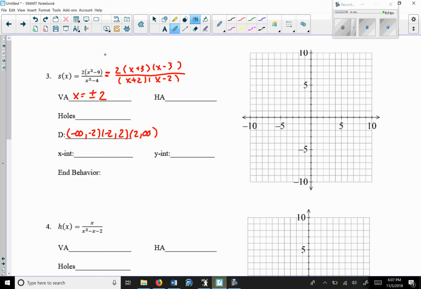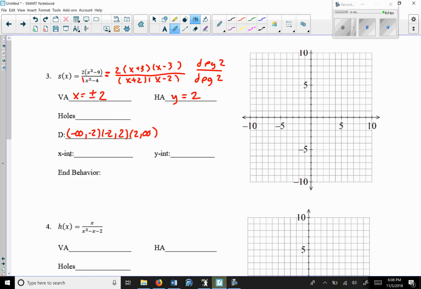The degree of my numerator is a degree of 2 over a degree of 2. You always want to think about your polynomials in standard form. So if we were to distribute that 2, it's 2x squared over x squared minus 4. So your horizontal asymptote is going to be the ratio of leading coefficients. So my leading coefficient would be 2 over 1. So y is equal to 2.